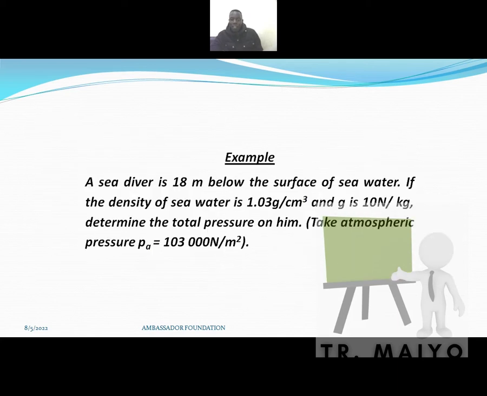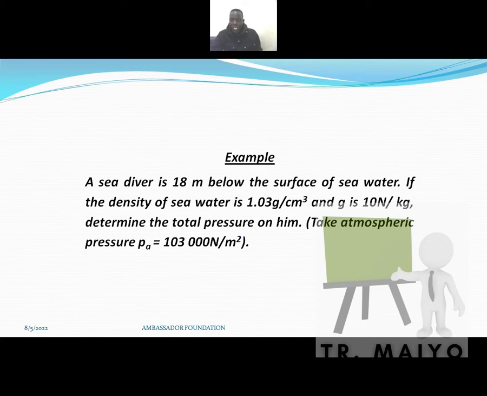And whenever we are doing a calculation on pressure in liquids, if we ask you about the total pressure, we have to include the atmospheric pressure. If we just ask you about the pressure due to the liquid, you just apply rho g h. But if we ask you the total pressure exerted on that object, it is the pressure due to the liquid and the atmospheric pressure on top. So look at this example.